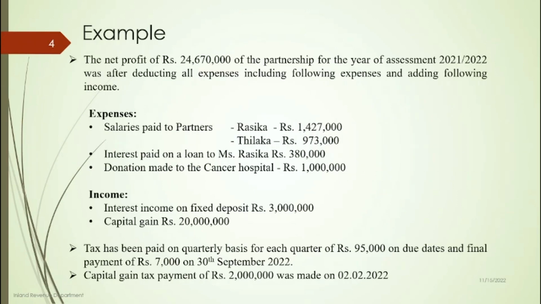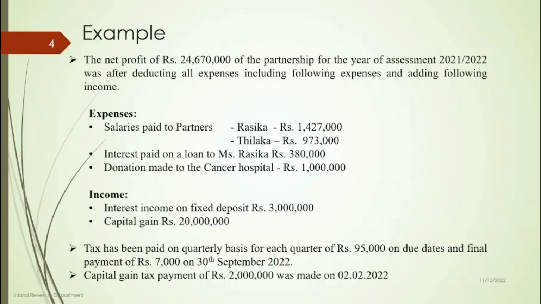The net profit of the business is 24,670,000 for the year of assessment 21-22. This profit is arrived at after deducting several expenses and adding several incomes. The deducted expenses are salaries paid to partners, that means to Ms. Rasika 1,427,000 and to Tilaka rupees 973,000.